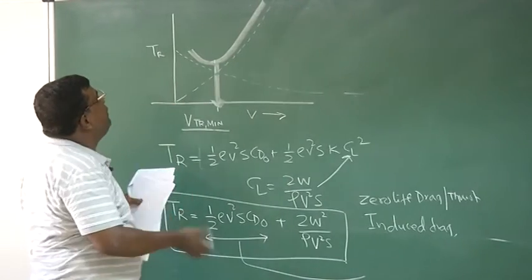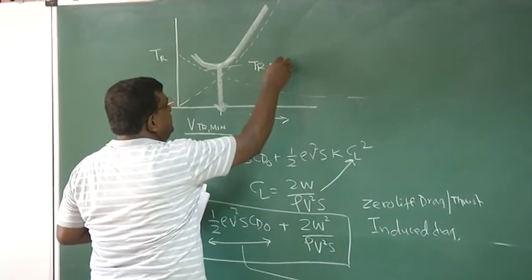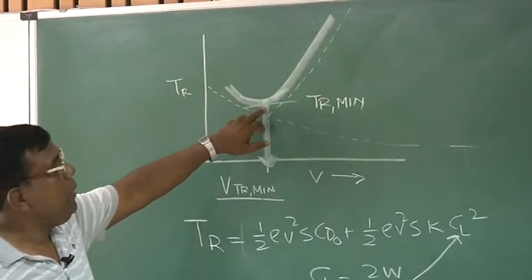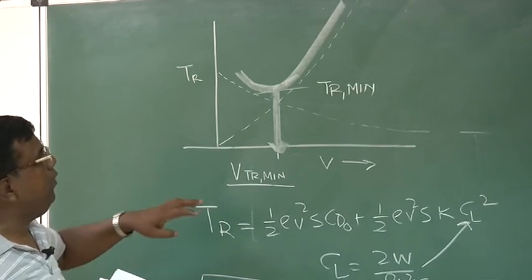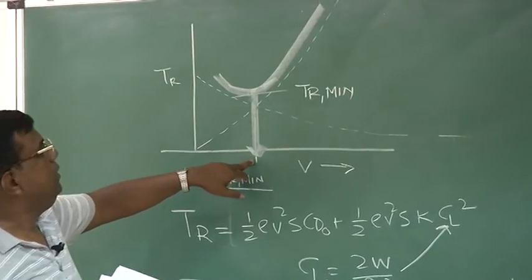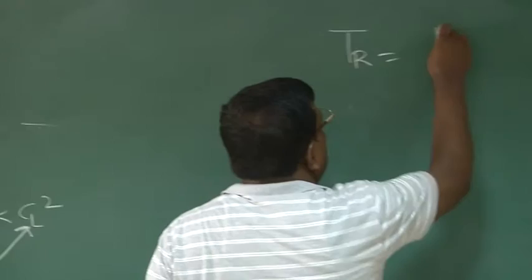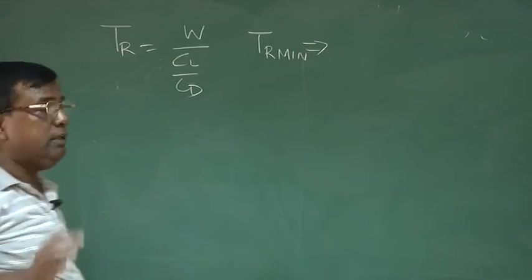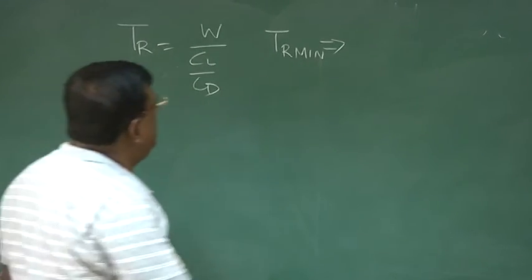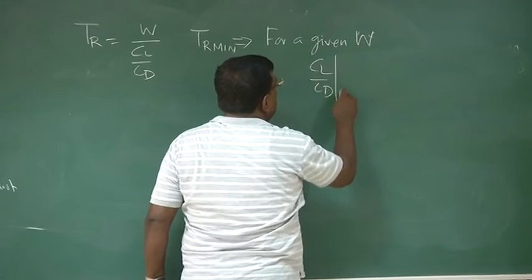How do I interpret this point? I am trying to interpret this point, which is almost tangent here. This is the thrust required minimum, right? So this is the velocity for thrust required minimum. And I'll do some algebraic steps, using this equation only, to find out what is the condition at which the V will be this V and the thrust required will be thrust required minimum. Let us first understand thrust required, we have seen, is W by CL by CD. One thing is very clear to us, if I want to have thrust required minimum, this implies for a given weight W, CL by CD should be maximum.